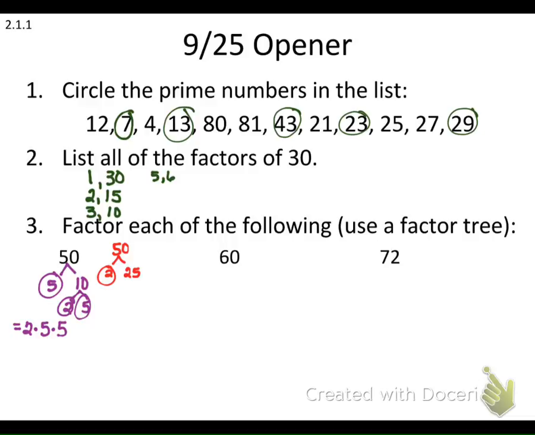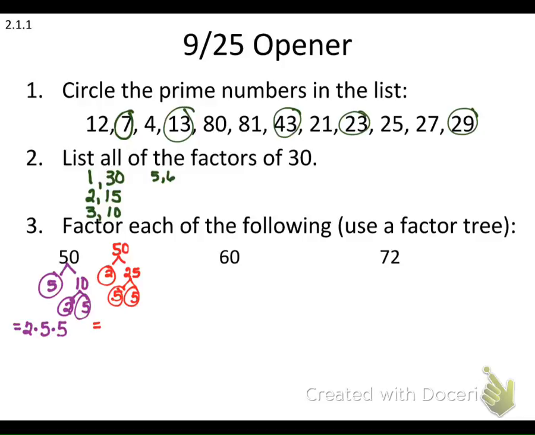What other 2 numbers can I multiply together to get 25? Oh, 5 and 5. Yeah, 5 and 5. What kind of numbers are 5? Can I factor them any further? No, so they're going to be prime, so I'm going to circle them. So then I'm going to drop down, and I'm going to write it in standard form, which means I'm going to write it in order from least to greatest.